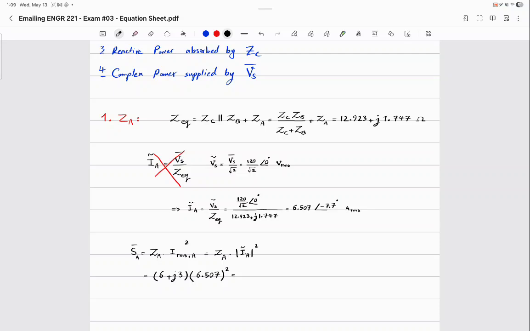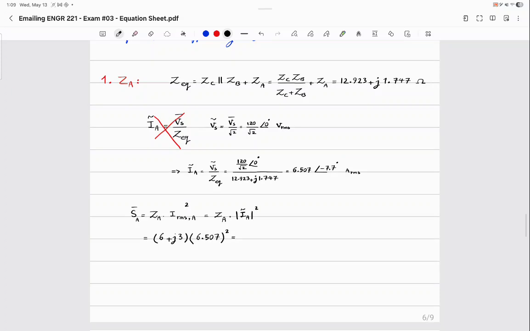Finally, at the final step, okay? So this is what I have as the answer to this. I'm going to write both of the forms: 254 plus j127, or 284 at 26 degrees. And both of these are in volt-amps.